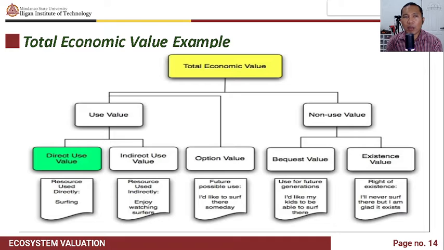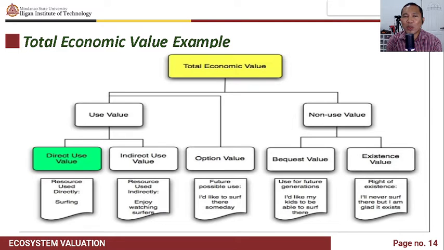I have here an example of the total economic value. The example is surfing, so that's a direct use. Of course, you're going to use the sea, or ocean for that matter, for surfing. And the indirect use value would be the resource used indirectly. For example, you don't really want to surf, but you just want to go to Siargao or La Union to watch people surf. The option value would be the future possible use, for example, if you'd like to surf there someday.